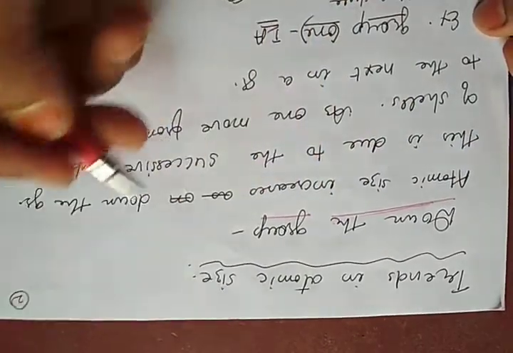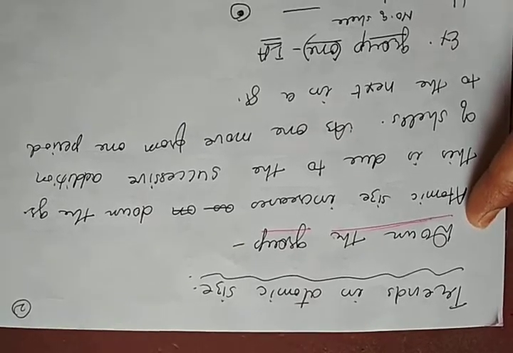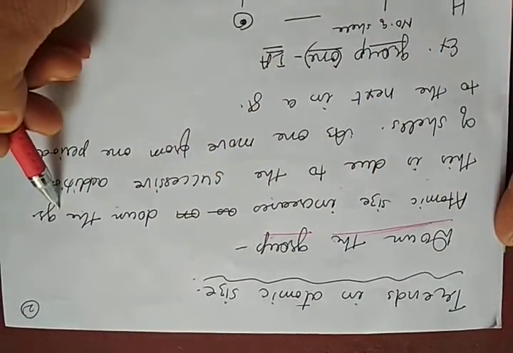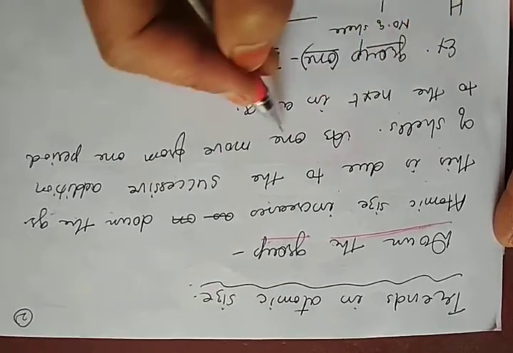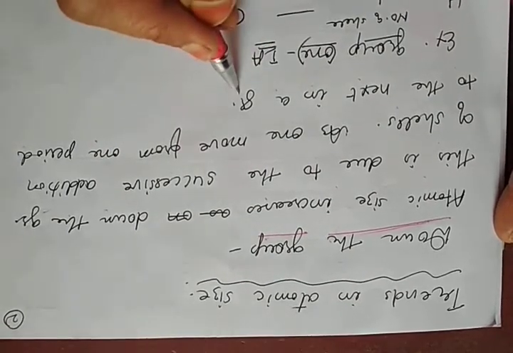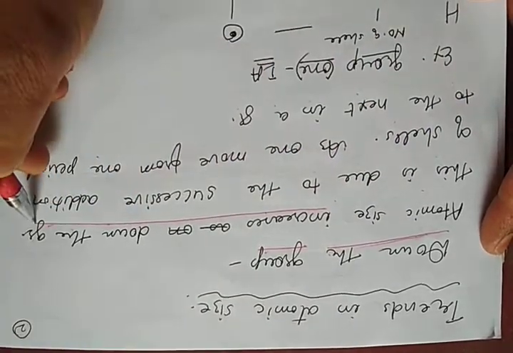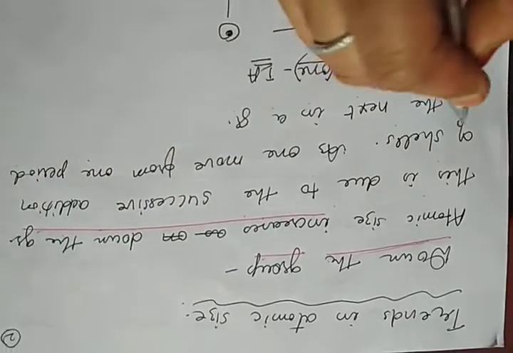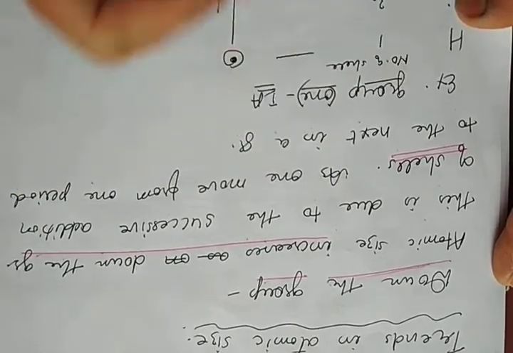Down the group means in a particular group when one moves from top to bottom. Atomic size increases down the group because of the successive addition of shells, as one moves from one period to the next period in a group. Let me repeat again: atomic size increases down the group. In a particular group, the atomic size increases because the number of shells also increases. Addition of successive shells goes on.